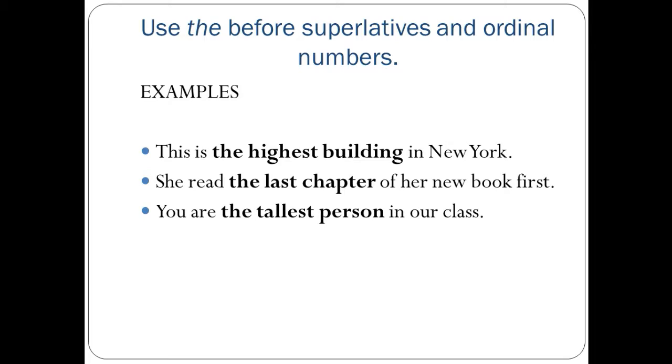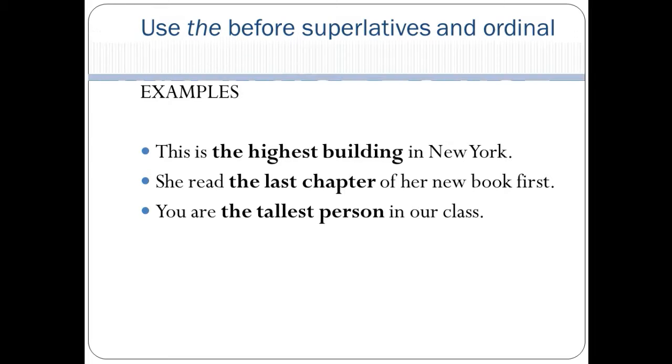Rule number 4. Use the before superlatives and ordinal numbers. For example, number 1, this is the highest building in New York. Number 2, she read the last chapter of her new book first. And number 3, you are the tallest person in our class. The highlighted words are the highest building, the last chapter, and the tallest person.